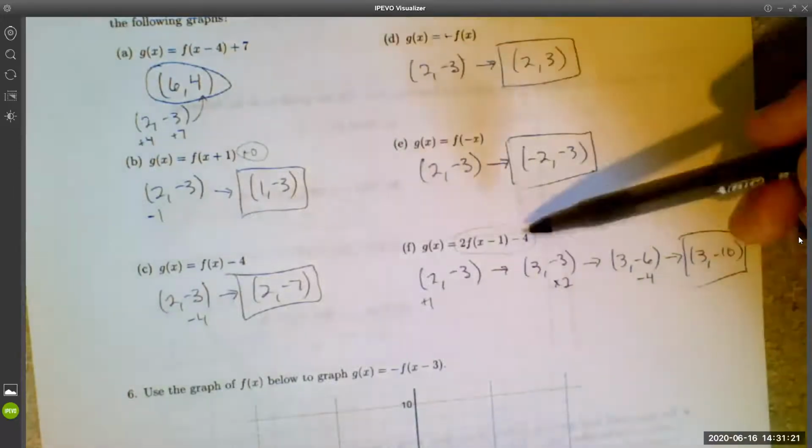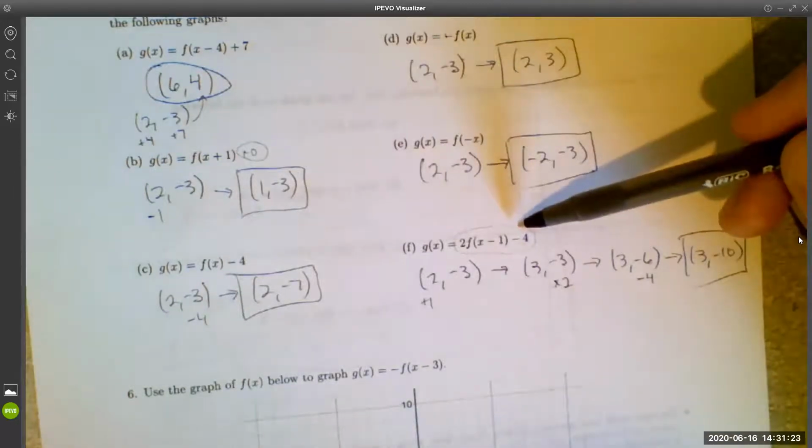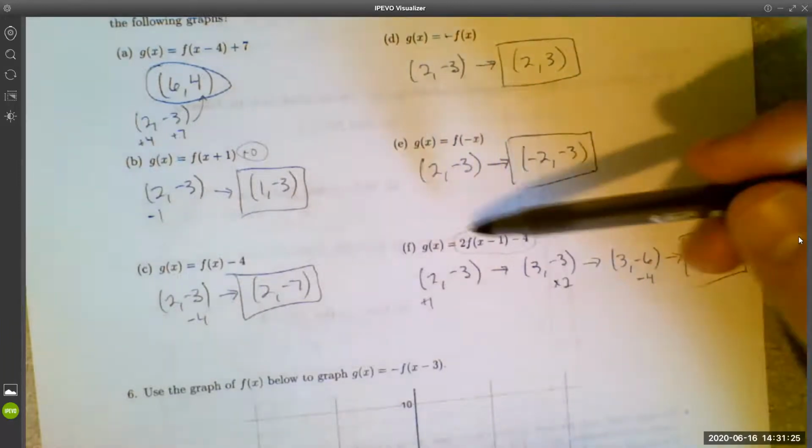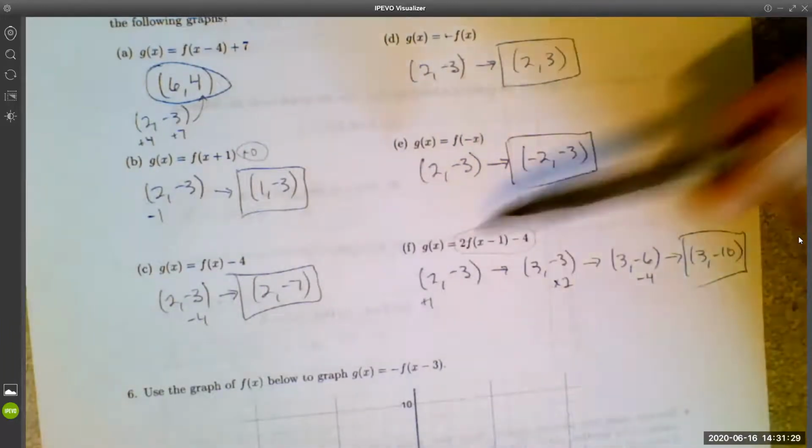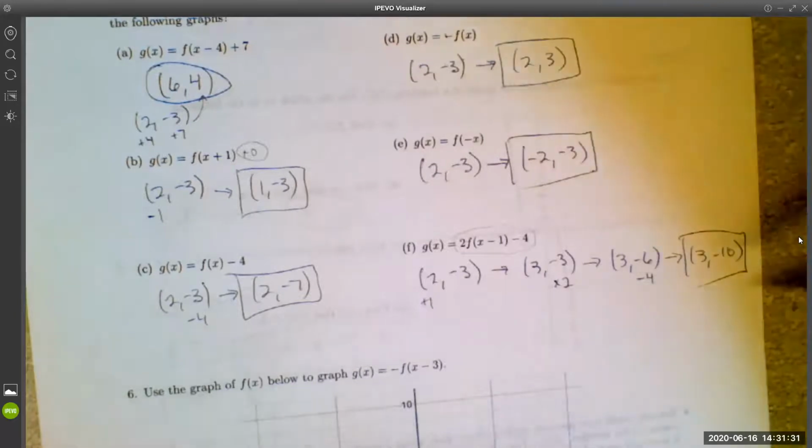I don't think you'll have anything too terribly nasty in these first few chapters. Something like part F might not come up again until we get to chapter 6, when we discuss these kinds of things in more detail. But that's how you would apply transformations, right? If you wanted to figure out where the point lands.